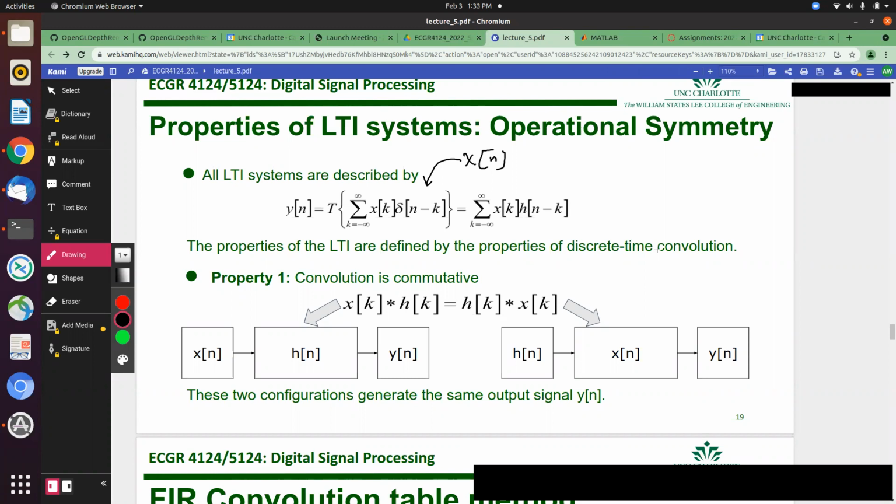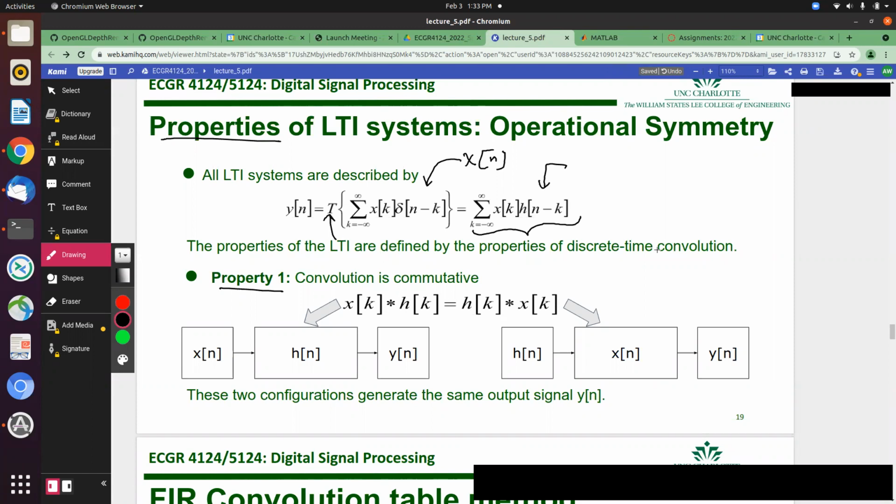So if we apply a system to x of n, we represent that system as a linear time invariant system using the convolution operation. That involves a new character, h, and this is how we write that LTI system. Now, in this slide, I point out a property. This is the properties of LTI systems slide, so now we're talking about what kind of properties LTI systems have.